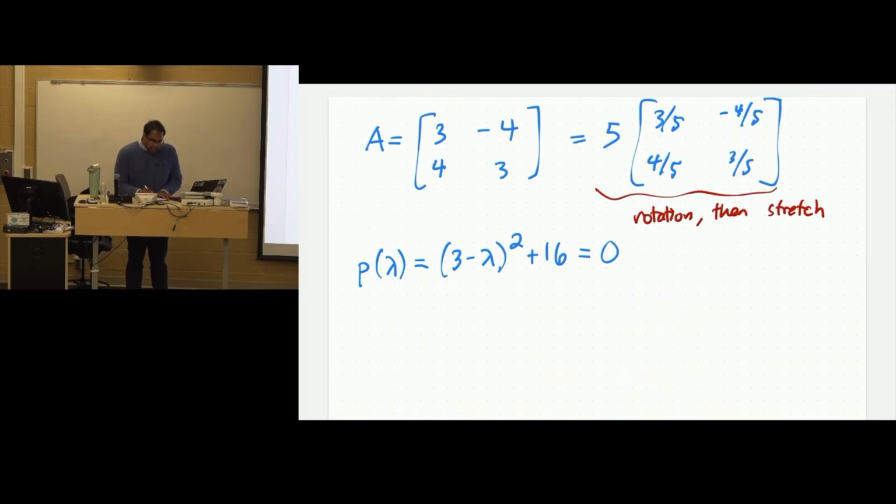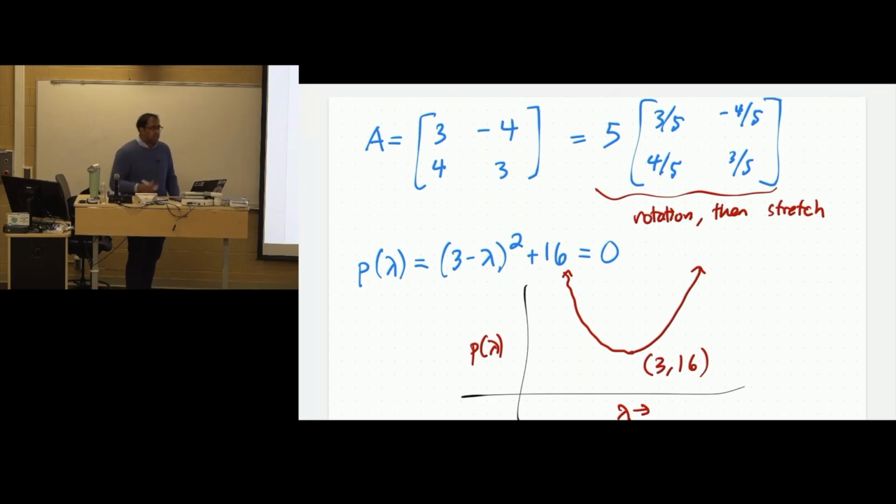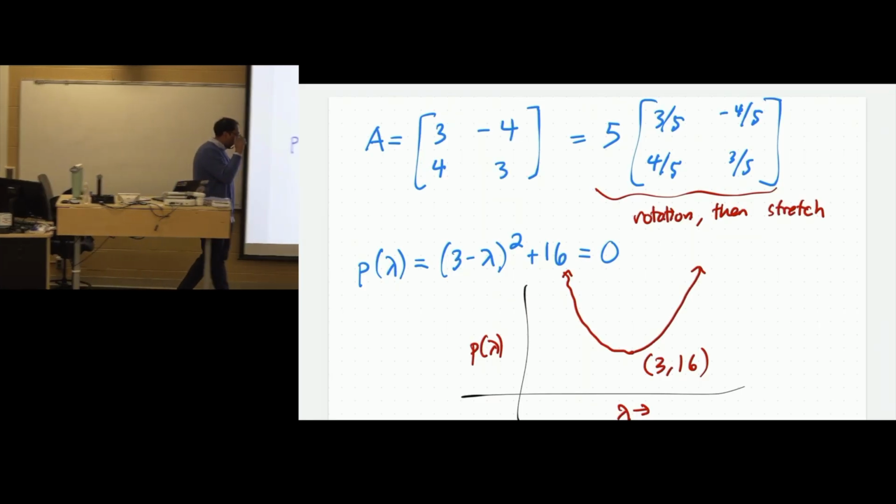But if you just look at this form, what this tells you is box squared plus 16. But box squared can't be negative. It has to be 0 or greater, which means this is 16 or greater. This is a polynomial in the lambda, p of lambda space, whose vertex is (3, 16), which means it doesn't have any real valued eigenvalues.